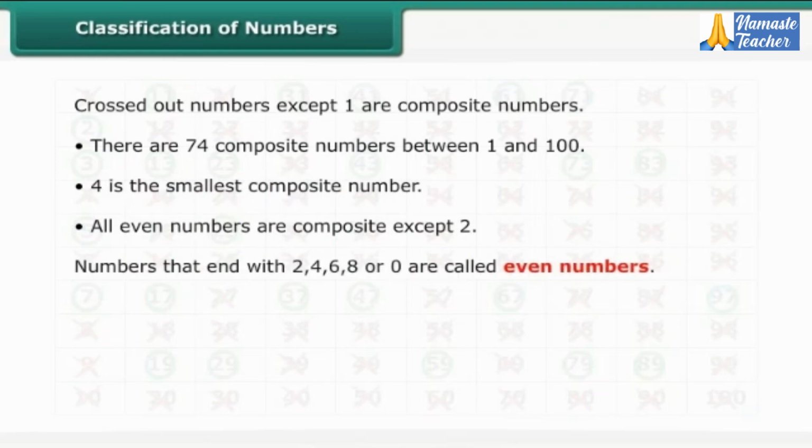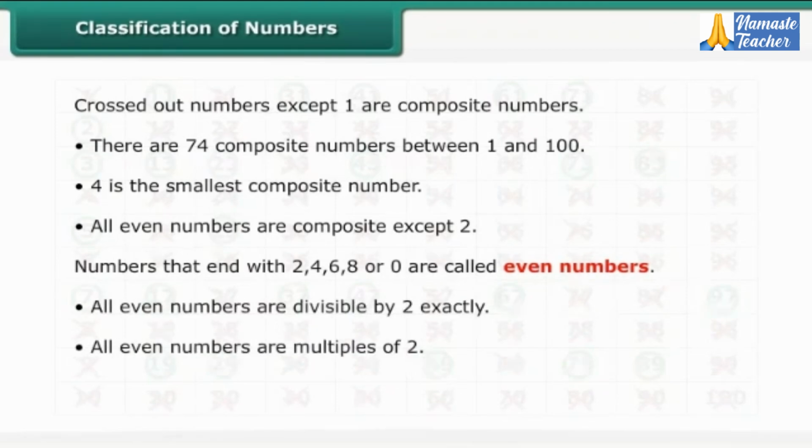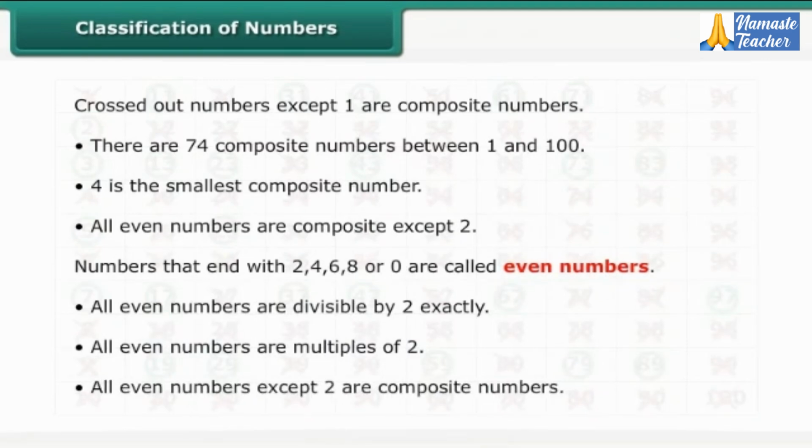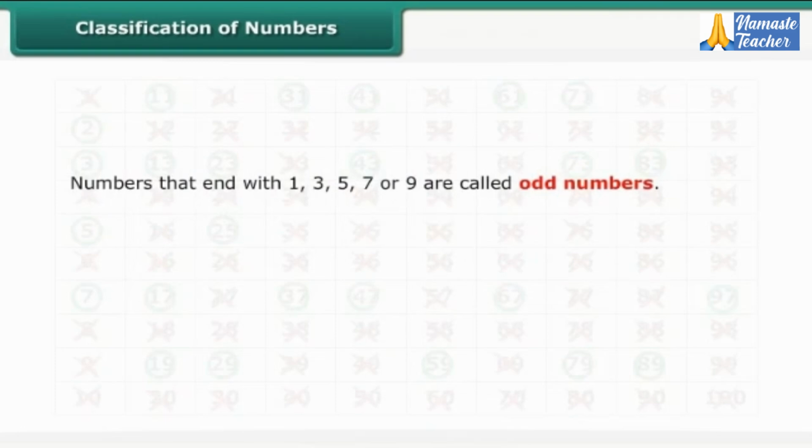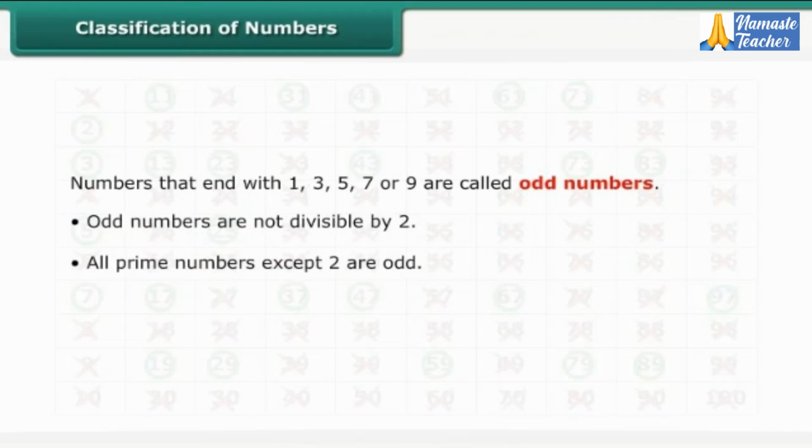Numbers that end with 2, 4, 6, 8 or 0 are called even numbers. All even numbers are divisible by 2 exactly. All even numbers are multiples of 2. All even numbers except 2 are composite numbers. Numbers that end with 1, 3, 5, 7 or 9 are called odd numbers. Odd numbers are not divisible by 2. All prime numbers except 2 are odd.